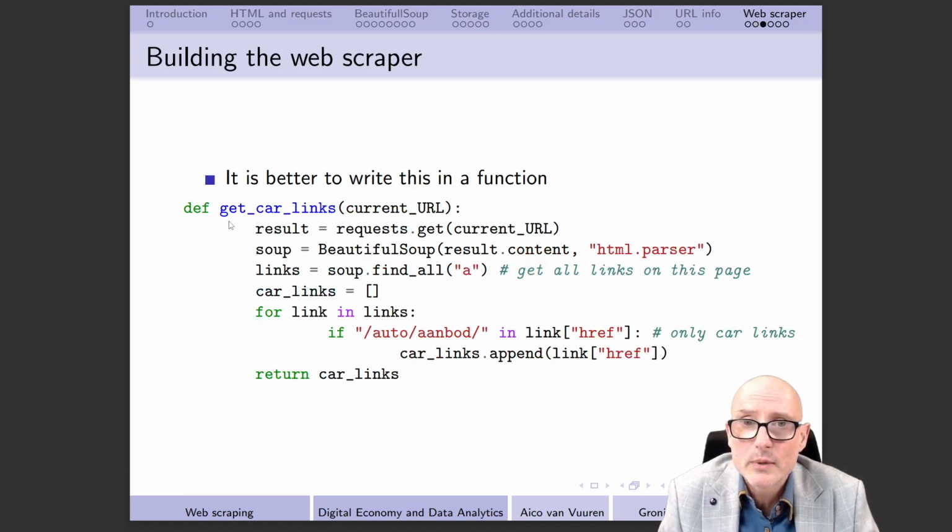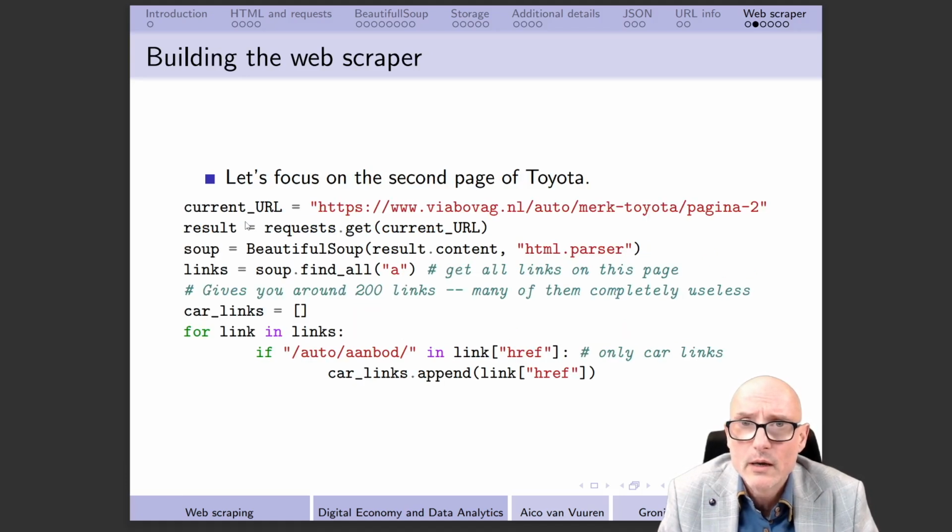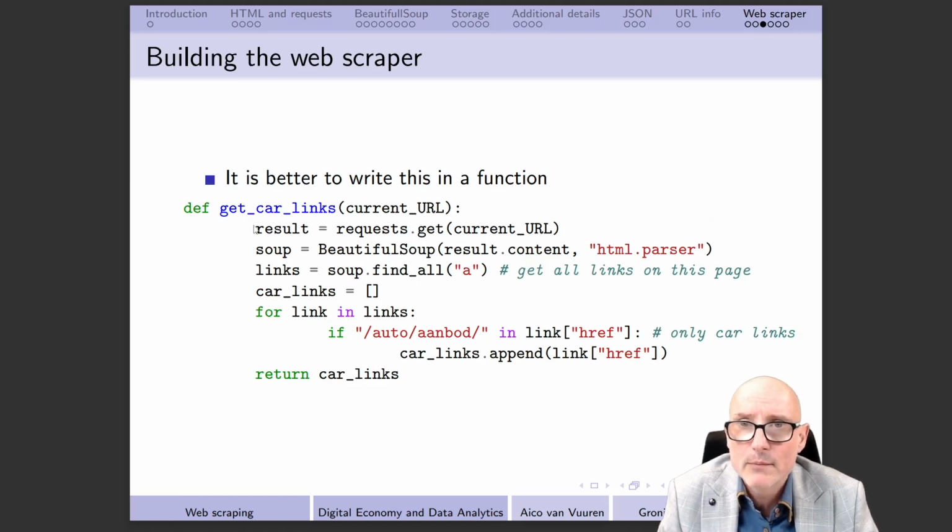So that we can actually do in a function. What we can do is do this, of course, for this particular URL that we are going to focus on here, but we can do that with any kind of URL. Therefore, we are going to make a particular function which we call get car links, which has as an argument the current URL. And then what we're going to do is exactly the same as what we did here. We first of all are going to get a request from that particular URL.